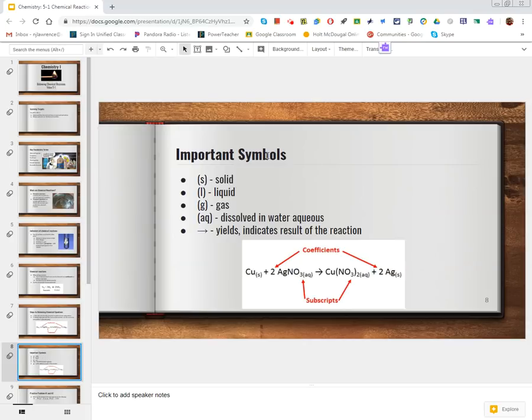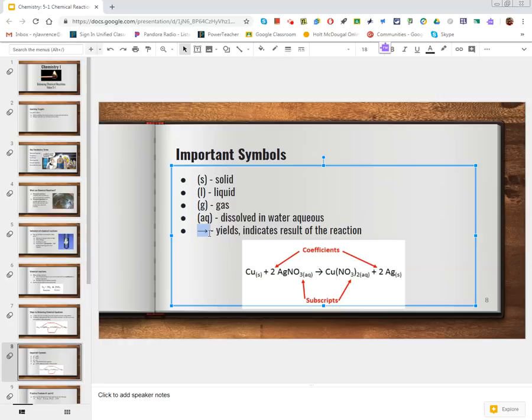Some symbols to learn along the way to express what's happening in the chemical reaction: we have an S, which stands for solid, like copper here is a solid. It's a metal. L stands for liquid. G stands for gas. AQ stands for aqueous. So right here, silver nitrate is dissolved in water, so it's aqueous. The water doesn't really react here, so we don't have it in the chemical reaction, but know that this is present in water by seeing the AQ, and this is present in water because of the AQ here. And then the arrow here is the yield sign. It shows that a reaction is occurring, and it splits up your reactants on the left and your products on the right.